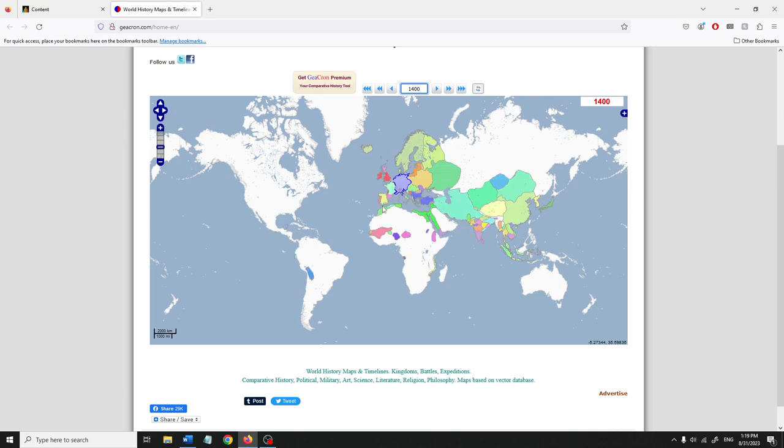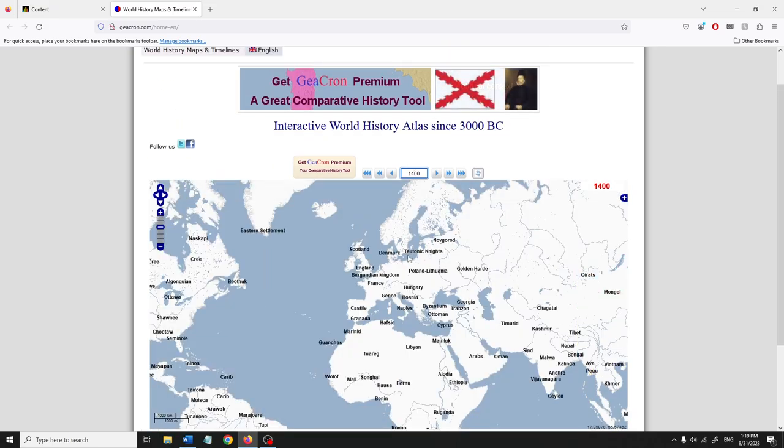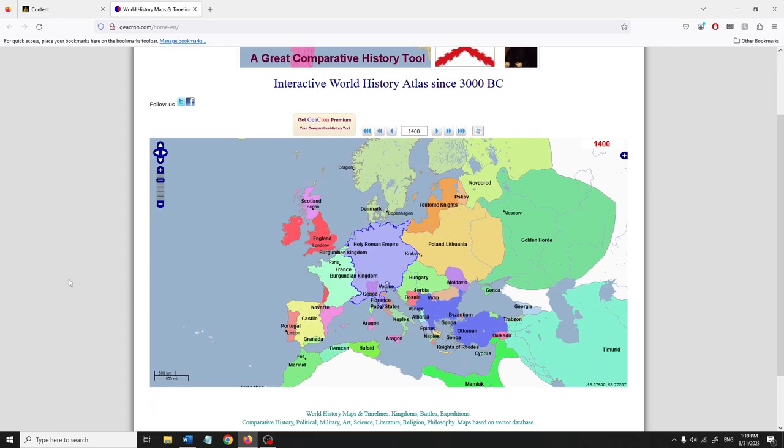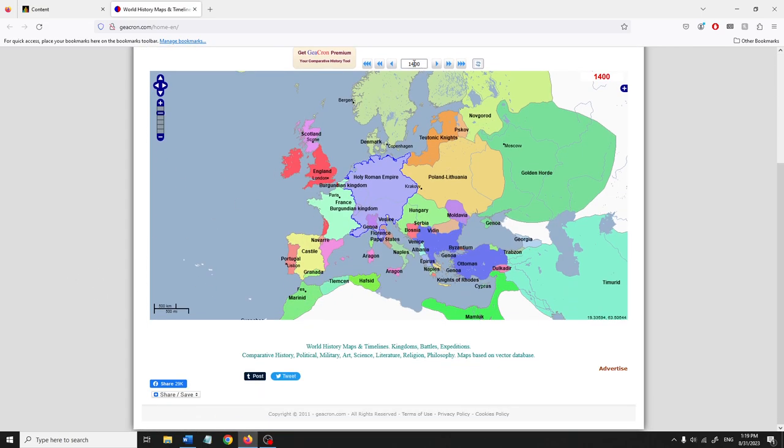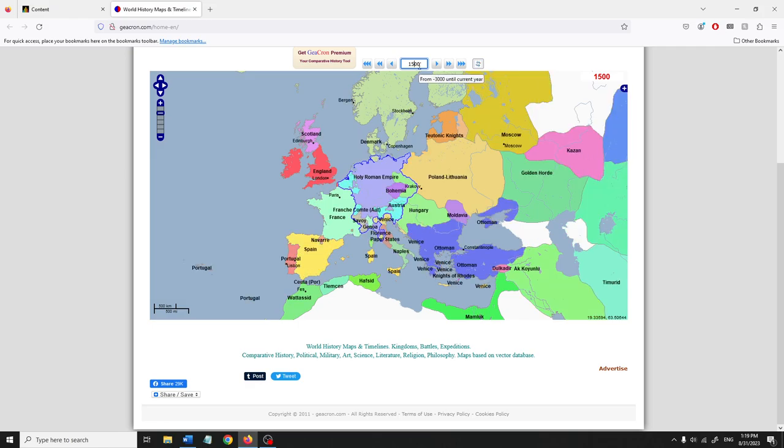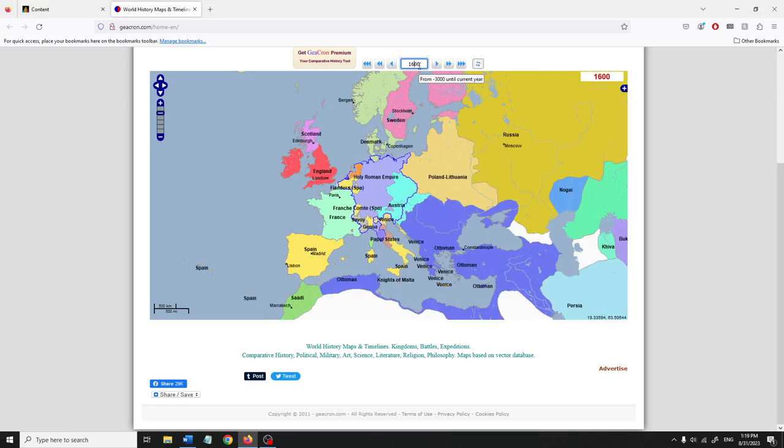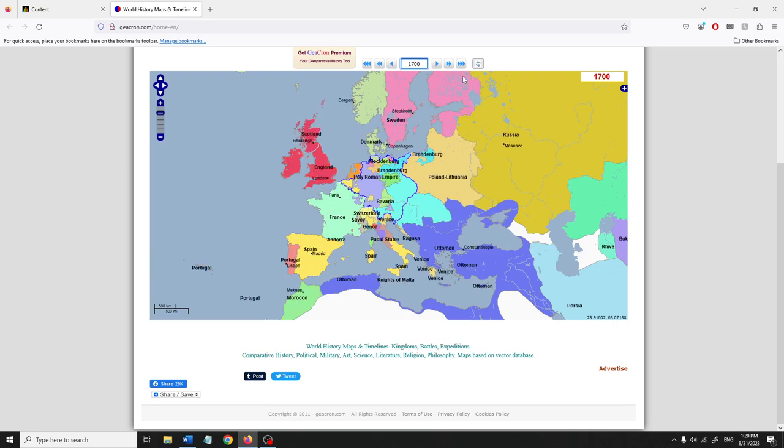So let's go to 1400, zoom in to Western Europe, where this modern reality was formed. And I'm just going to navigate about 100 years forward, 1500, and pay attention to the map. 1600, 1700. Okay, so what do you notice? That these patches of different colors change? Yeah, that what we call borders, which is the line between states, keep changing.